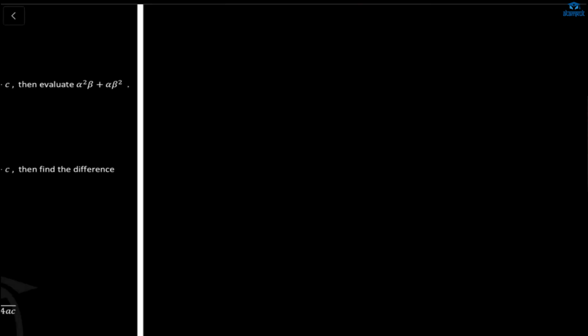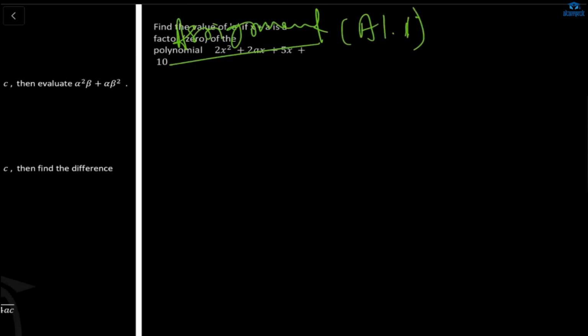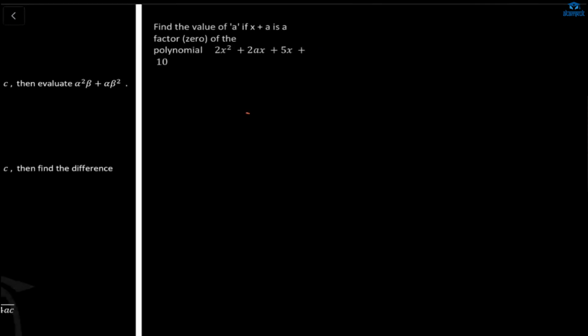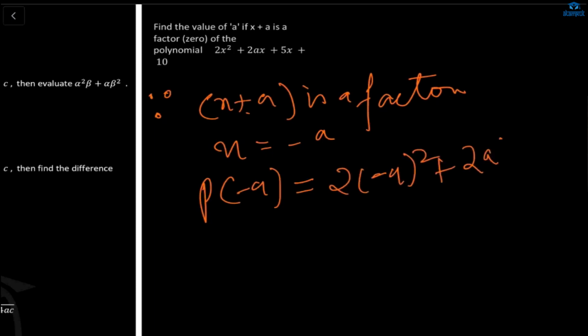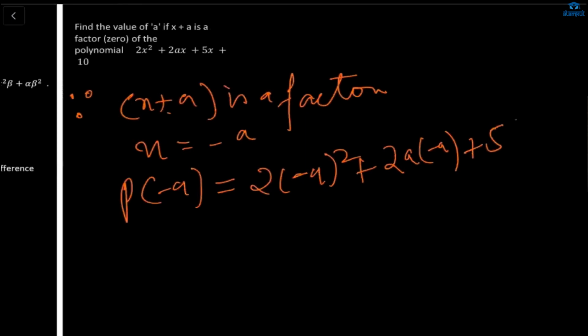Okay. So the assignment question from A1.1. The question is: find the value of A if X plus A is a factor of it. Since X plus A is a factor, therefore X is equal to minus A. So P of minus A, and you'll put P(x) equal to 0. So 2 minus A square plus 2A minus A plus 5 minus A plus 10.